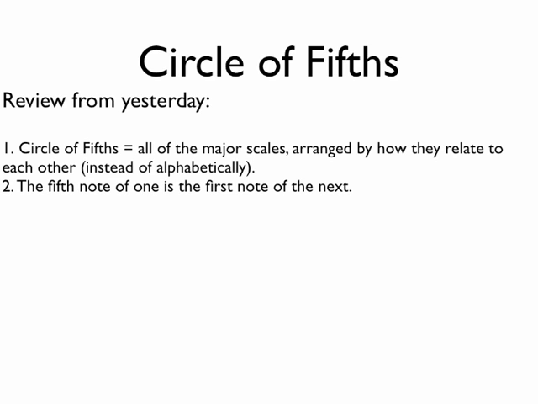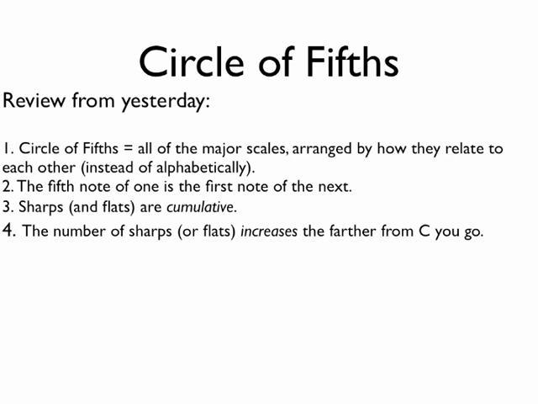And as you go from one key to the next, the sharps accumulate. In other words, F sharp shows up for the very first time in the key of G, and each of the successive keys have the F sharp and not the F natural. So the sharps are cumulative. Because they're cumulative, each new key has one more sharp than the one that preceded it, or another way of saying that is that the number of sharps increases the further away you get from the key of C.